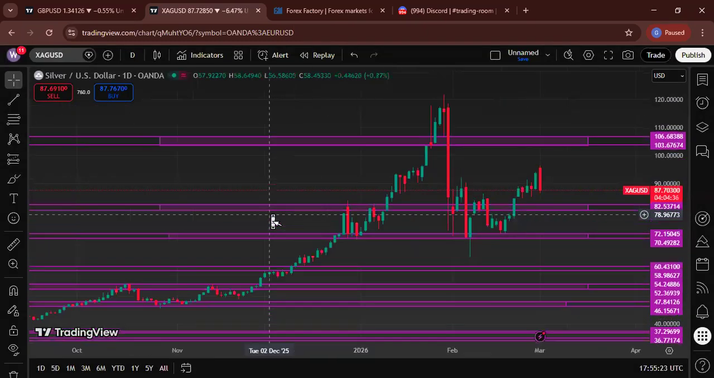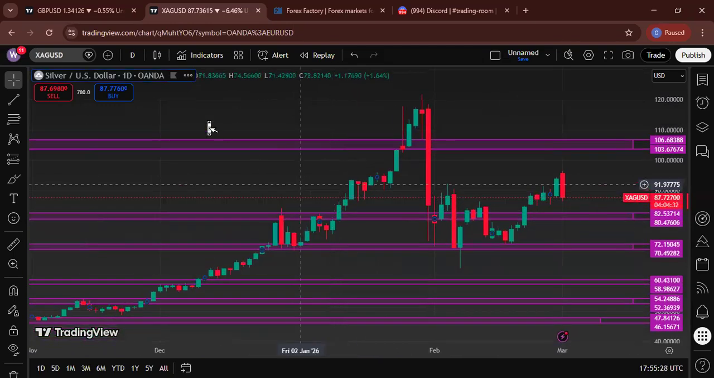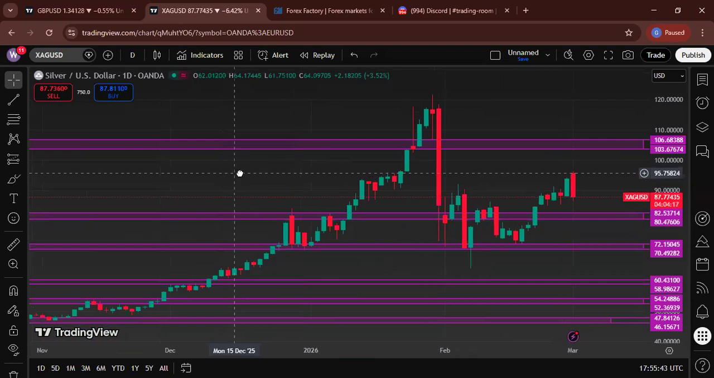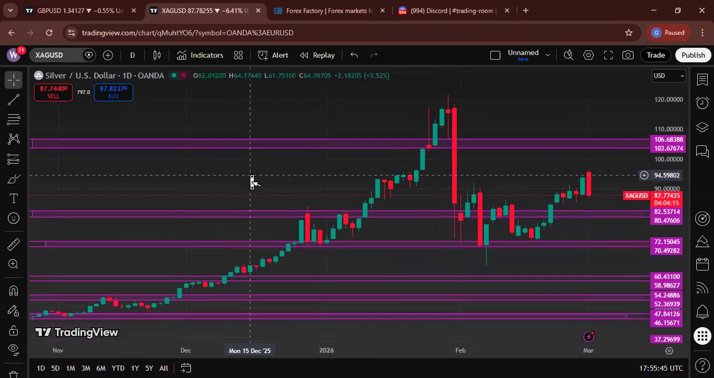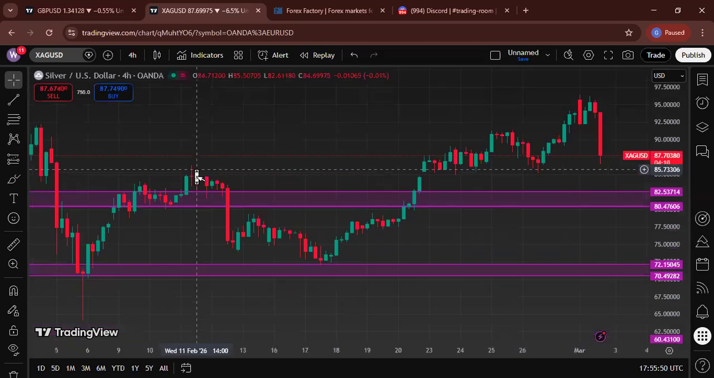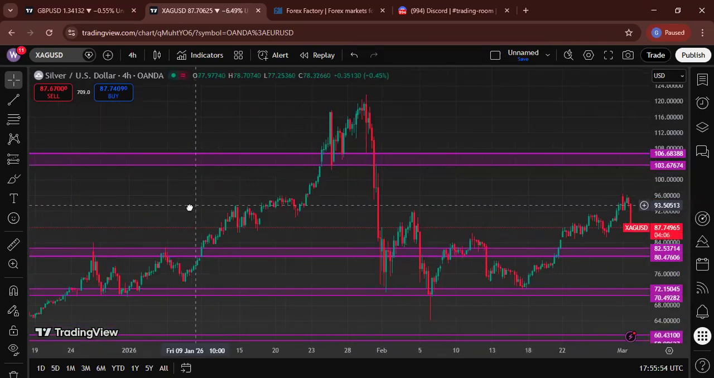You can see even for silver as well, it is the same thing here. And these are range on the daily. If you look at the 4 hour, let me see the 4 hour. If you look at the 4 hour, this is what you have.